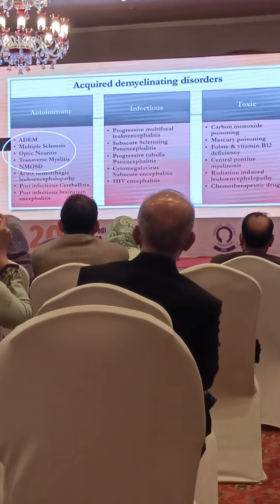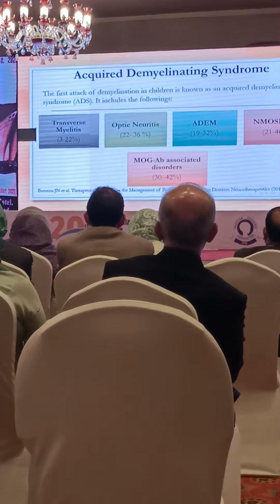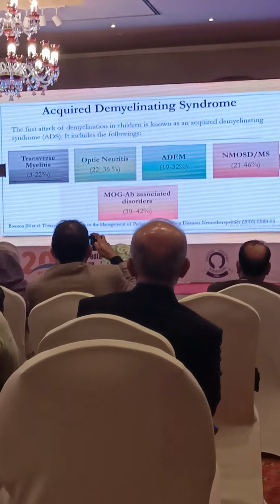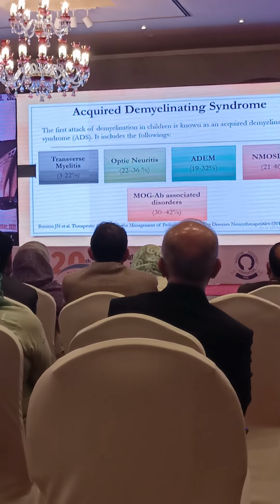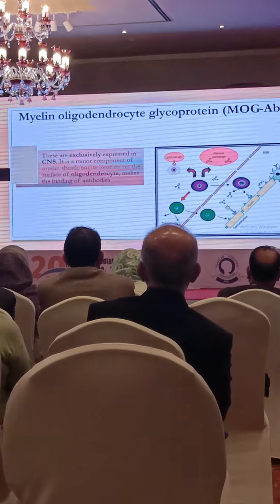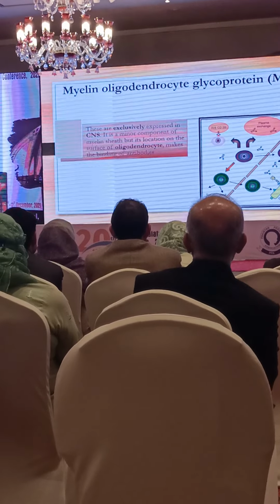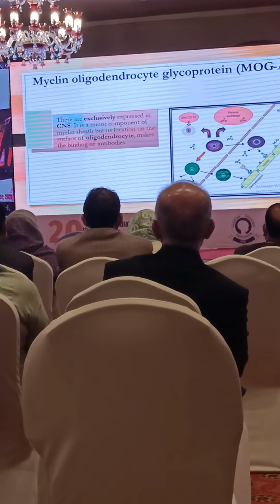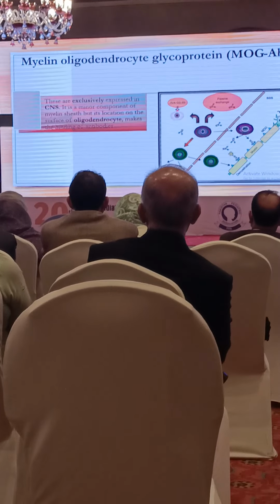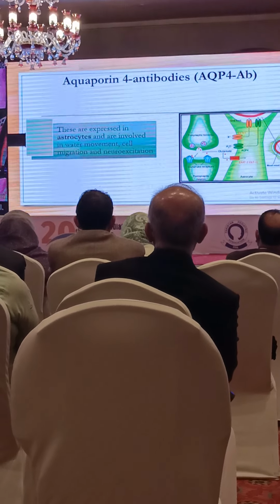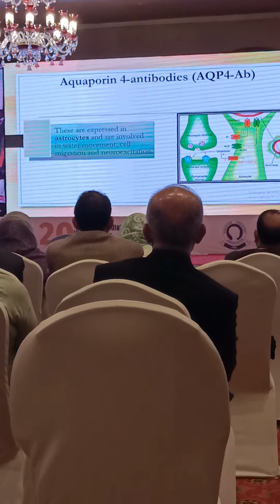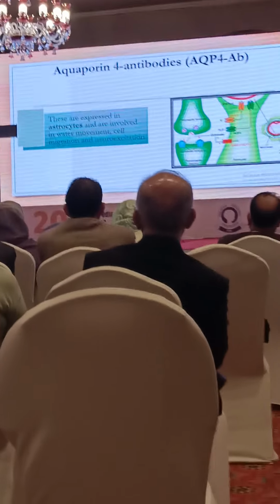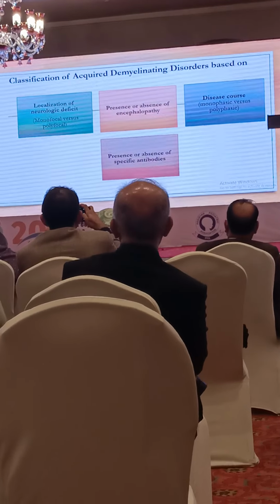This was previously called Devic disease. This is the relative prevalence of these disorders. The most common are the MOG antibody associated disorders. MOG is myelin oligodendrocyte glycoprotein. This is exclusively expressed in the brain and it is present on the surface of the oligodendrocyte. Aquaporin-4 is also another antibody. It has a very important role and it is expressed in the foot processes of astrocytes.